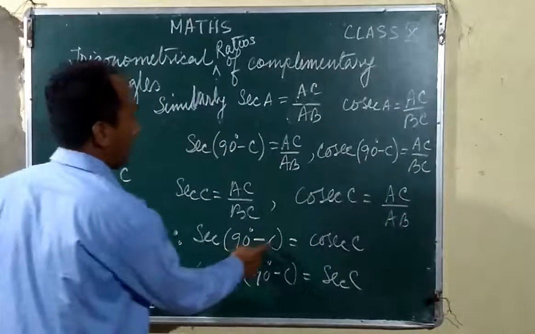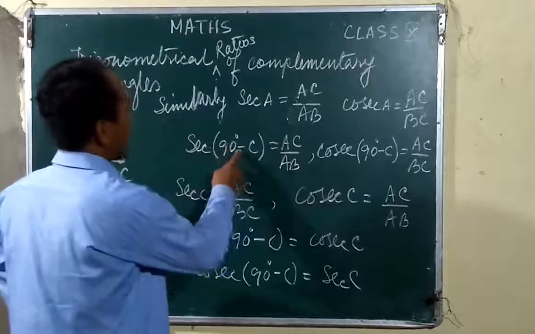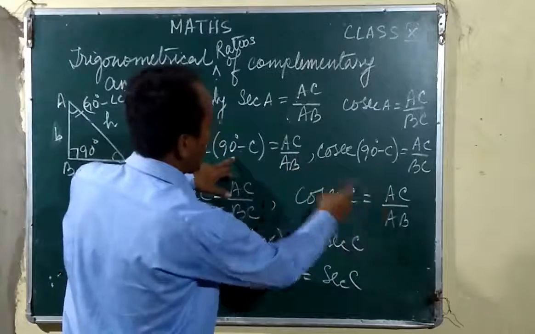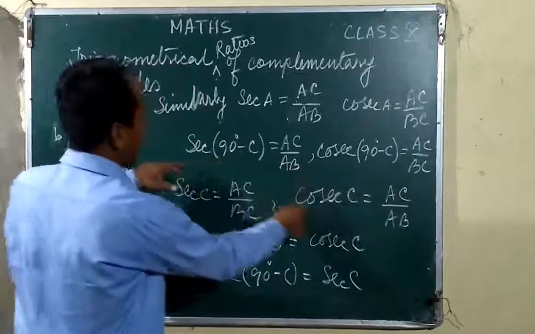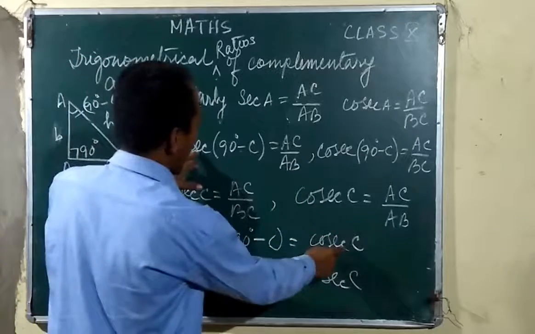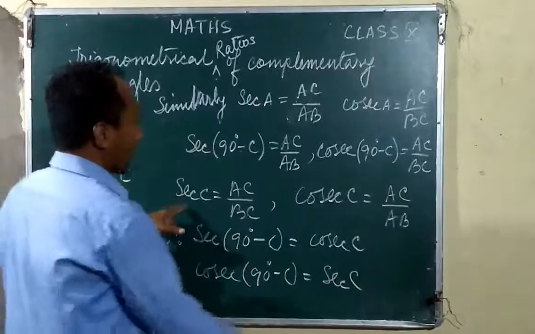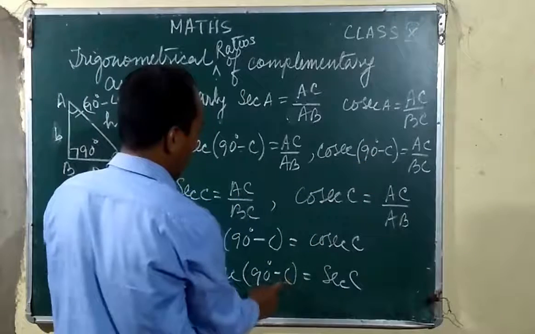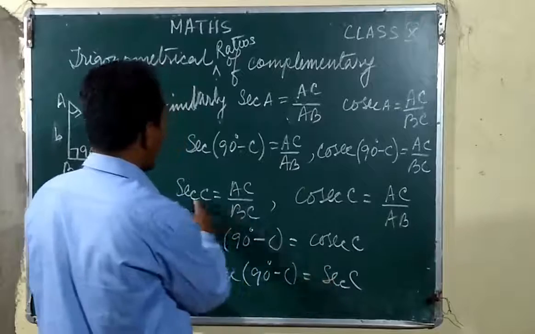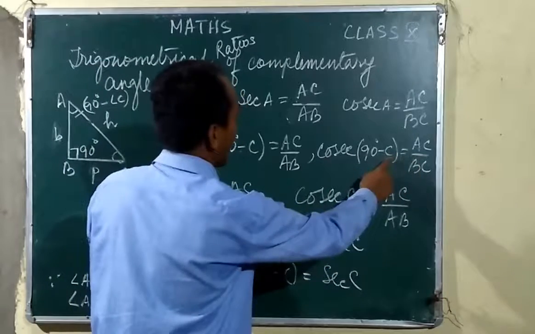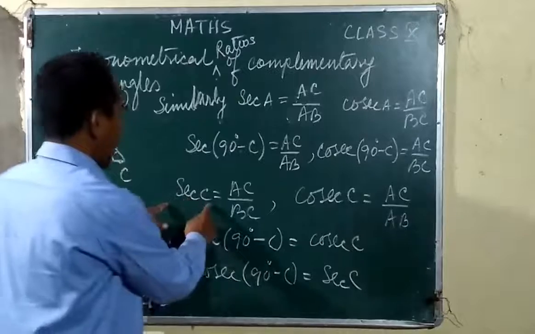Now what do we see from here? Sec 90 degree minus C is equal to cosec C. AC by AB, these two are same. So in place of sec 90 degree minus C, we can write cosec C. Similarly, cosec 90 degree minus C is equal to sec C. Here AC by BC, here AC by BC. So cosec 90 degree minus C is equal to sec C.